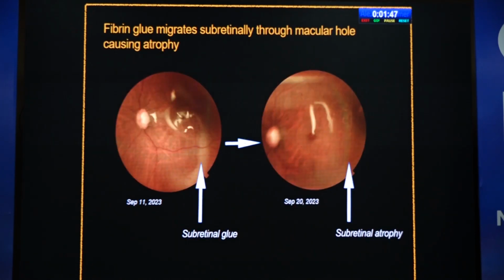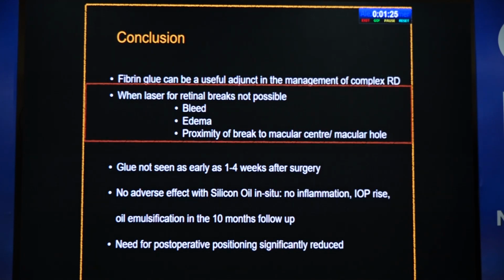What we saw in this patient in the first post-op period, through the macular hole there is subretinal glue, as you can see the track. And within 10 days we can see that the track has become atrophic, subretinal atrophy. So this is a word of caution: when we are injecting it for macular holes, probably it will cause atrophy around the hole and affect the vision finally. This is the first time we could document atrophy at the site of subretinal glue. So it's good for peripheral breaks at least, but probably not for breaks close to the macula.